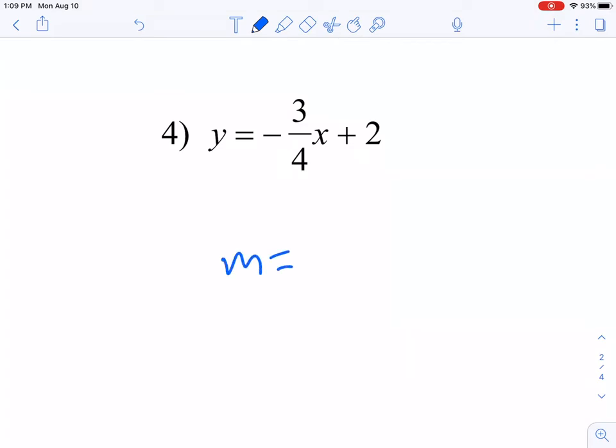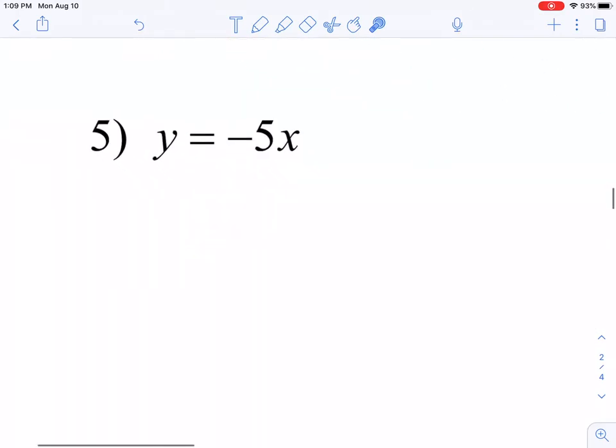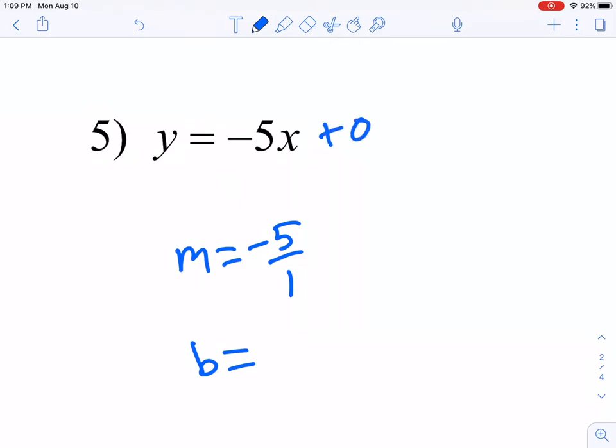m equals -3/4. I leave the sign with it. b equals 2. So again, my number next to x is my m. My number at the end is my b. So here's a good one. I have an m equals -5/1. I'm going to write it as a fraction. That's -5/1 like that. So I like to write these as fractions. And then b, I don't have a b value. There's nothing here, right? So b is 0.